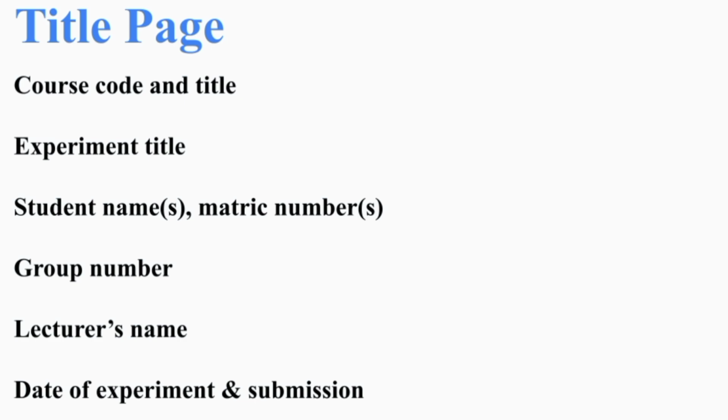In the title page, you have your course code and your course title. You have the experimental title, that is the title of the experiment. You have student names, the matric numbers, you have the group number. If you're in group A or group B, you indicate it there.